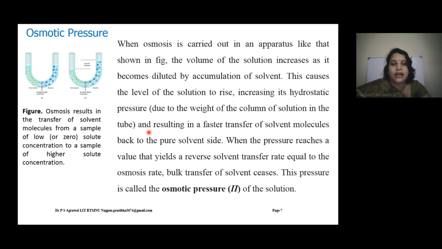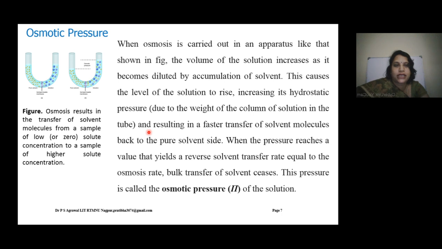Now next and the last important property is osmotic pressure. A number of natural materials exhibit selective permeation, meaning that only molecules of a certain size, shape, polarity, or charge are selectively capable of passing through the membrane.